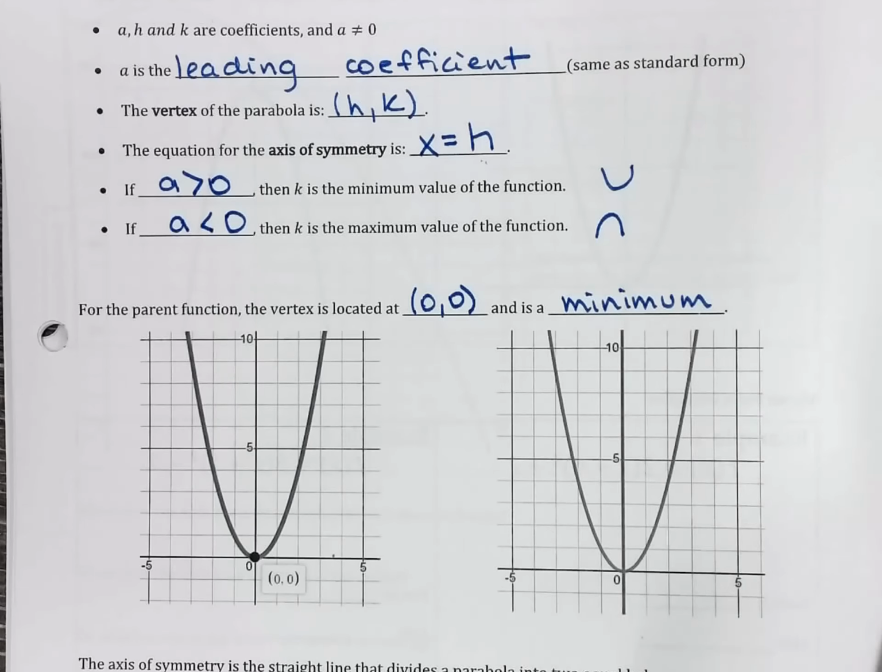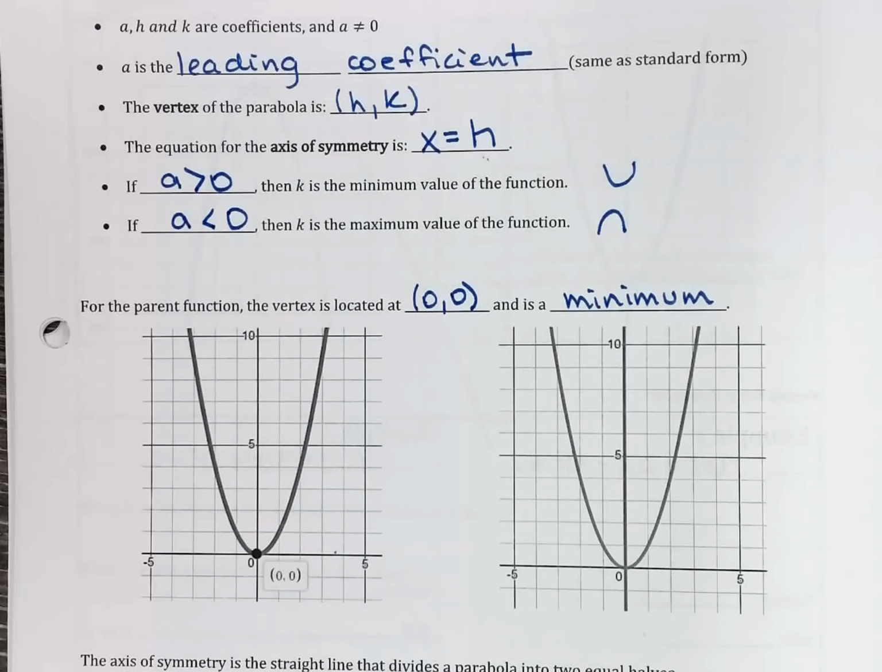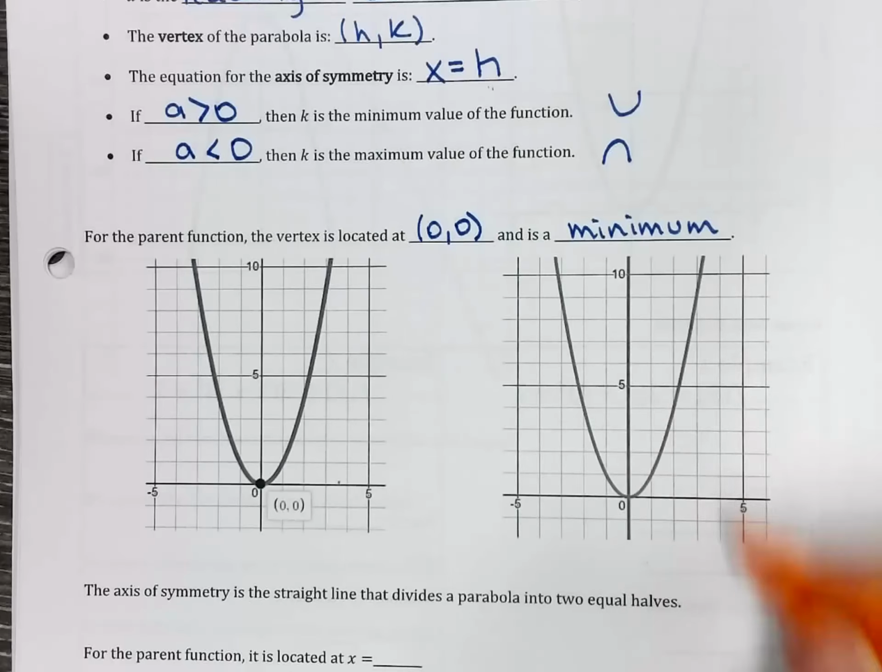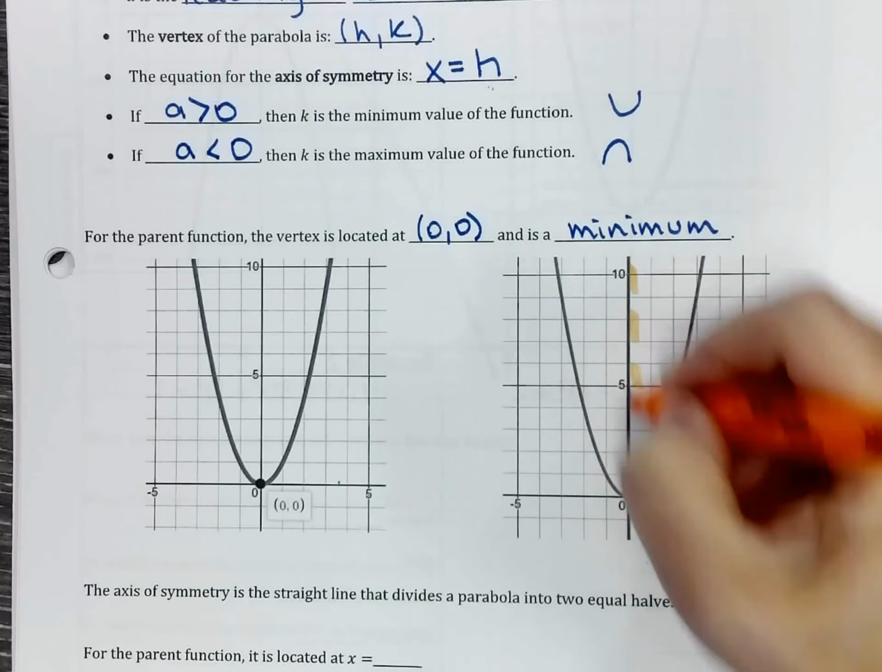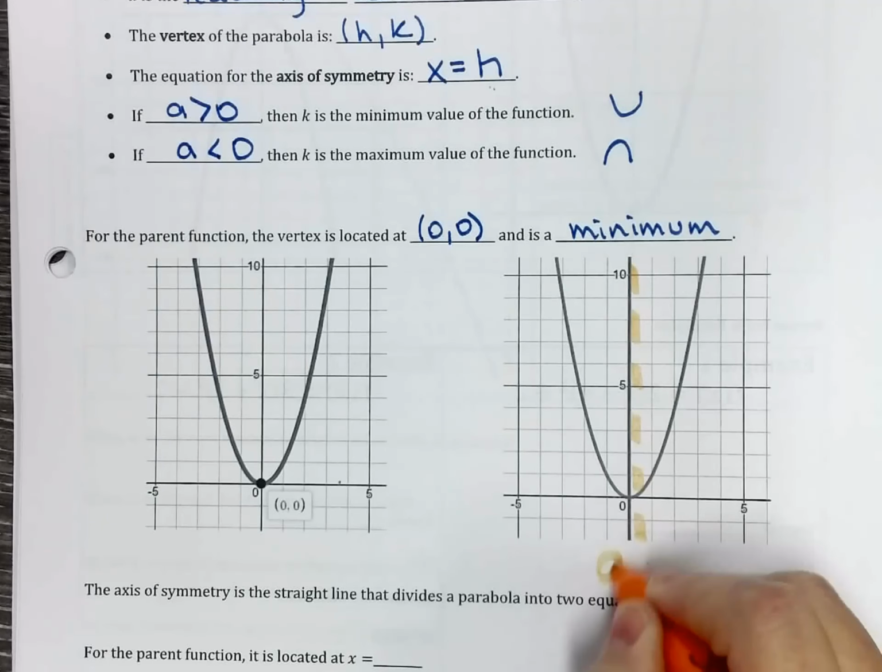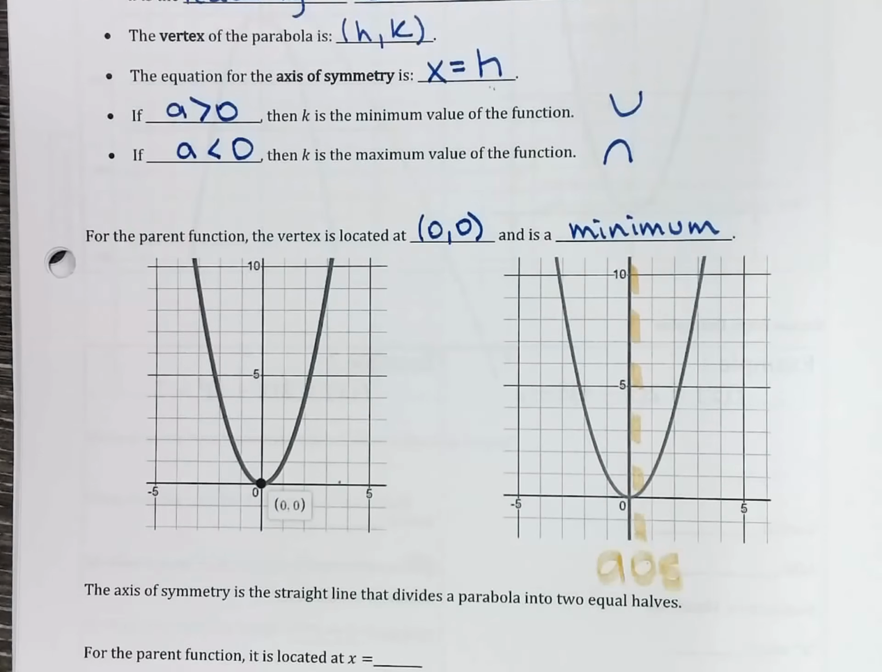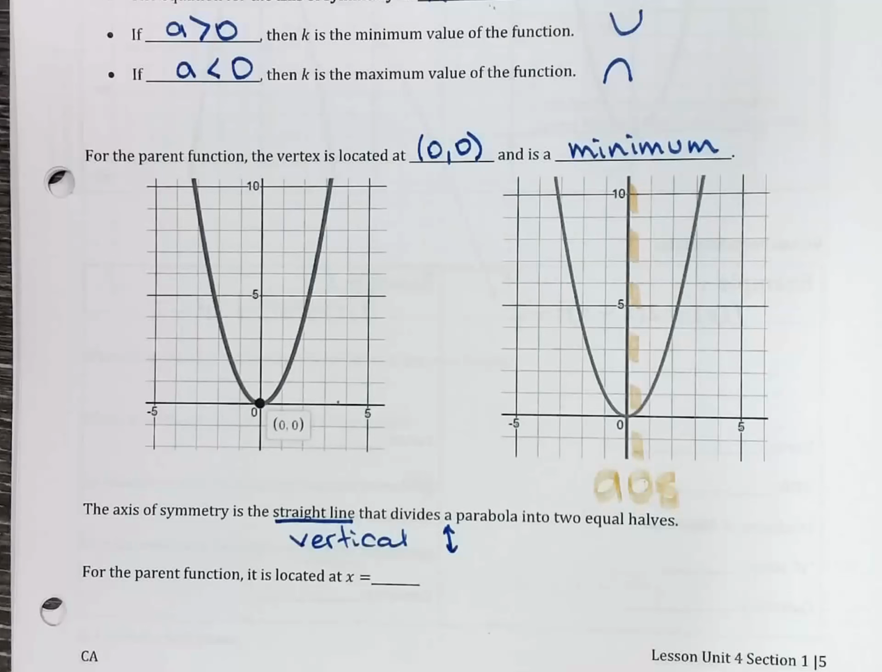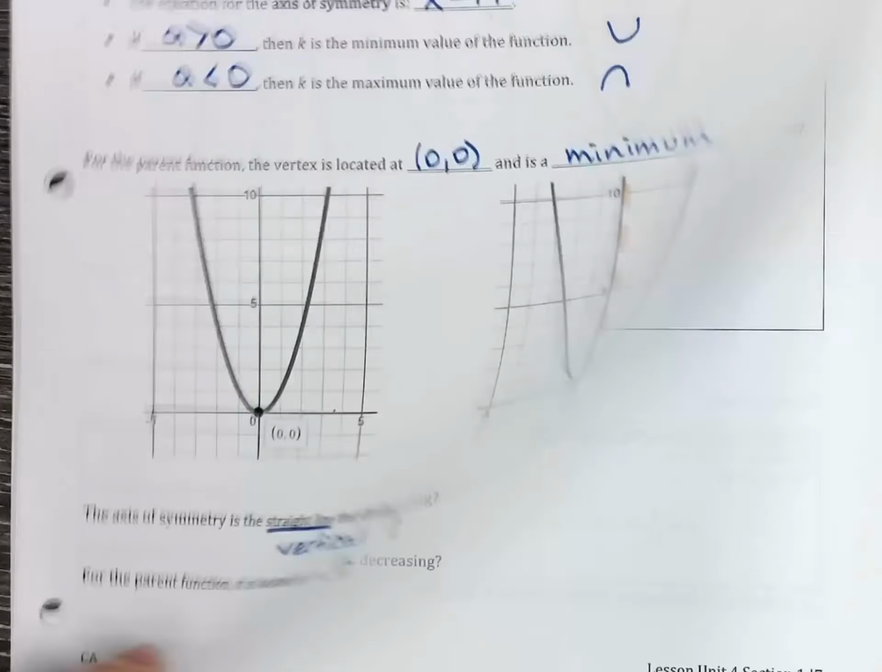And then the axis of symmetry is a straight line that divides the parabola into two equal halves. So this is the axis of symmetry right here. It's a vertical straight line that goes up and down, and for the parent function it is located at x = 0. That's what we have in this case right here.